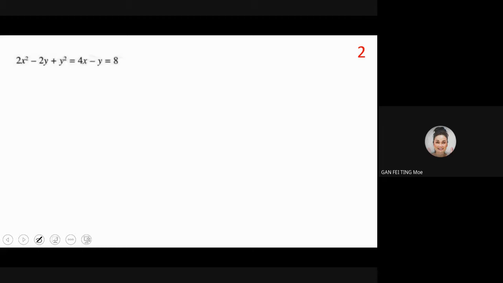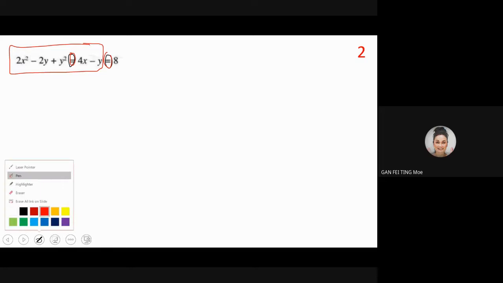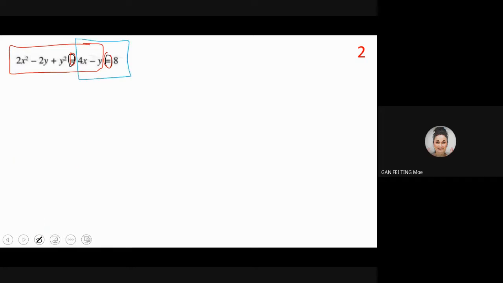So you see the two equal signs, don't panic. When you see the two equal signs here, do not panic. So your first equation is this. I believe that you are quite familiar with this because in Form 3 you have this one also. So you write out the two equations. It will be 2x squared minus 2y plus y squared equals to 4x minus y. And then the other one is 4x minus y equals to 8.